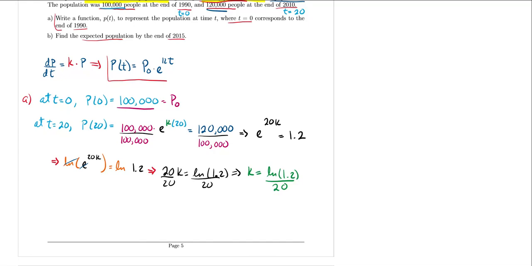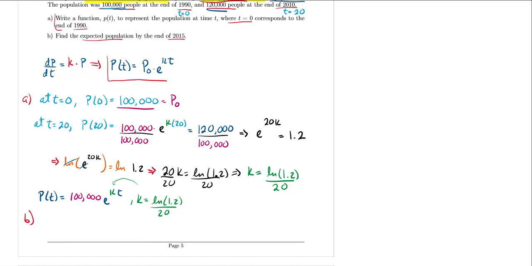So that means that our equation, P of t, is the following. P of t is equal to 100,000 times e to the kt, where we know that k is the ln of 1.2 divided by 20. And I'll put here again, where k is equal to the ln of 1.2 over 20. Now I could have put it into the equation, but I don't want my equation to look more complicated than it really is.